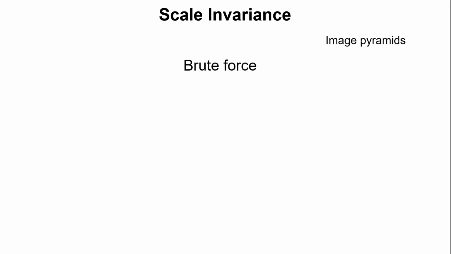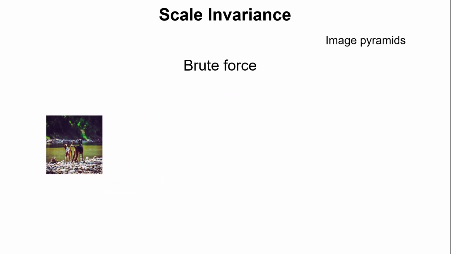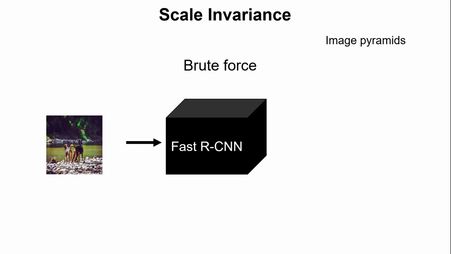In the brute force method, we have an image, we use it as our input image, pass it to our model, and it generates our output. So our model has to inherently deal with the scale invariance feature, and we do not need to do anything special. It learns it by itself.